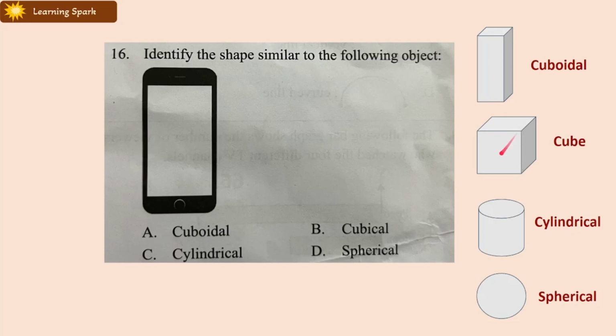This is also a 3D shape. For cylindrical, there's a circle at the top and the bottom, and then it connects these two circles. And spherical is just like a ball, right? Now if we come back to the figure, the height, length, breadth are not equal here, right? This is a 3D shape, so it looks like a cuboidal shape. It's not a cube, it is a cuboidal shape. That's why A is the right answer here.